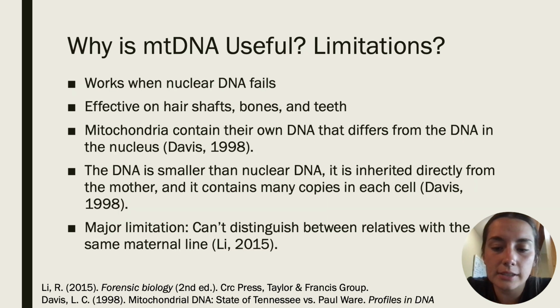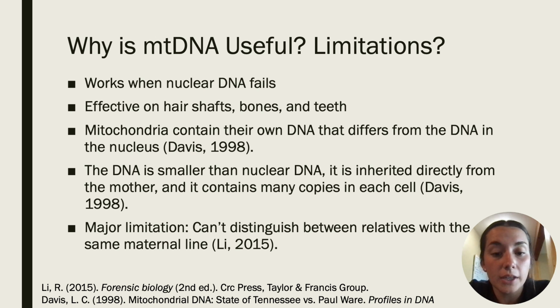So why is mitochondrial DNA useful? It is able to work even when the nuclear DNA fails. So when there's no nuclear DNA present, you can use this mitochondrial DNA. It's effective on hair shafts, bones, and teeth that do not have this nuclear DNA. And this is because mitochondria contain their own DNA that differs from the DNA that is in the nucleus. And this information came from the case file written by Davis.